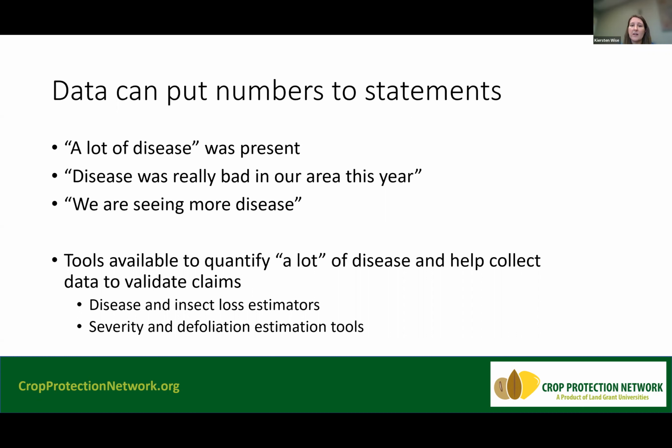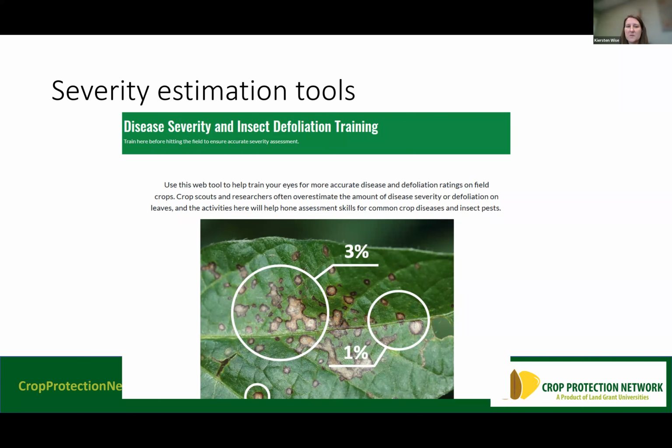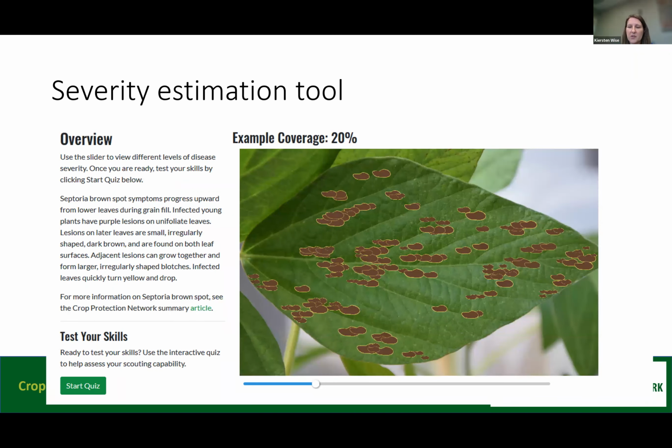So if you're wondering what a lot of disease looks like in a given field, we have some tools that can help with that as well. We call these our disease severity tools, and it's just a way to train your eye to be able to estimate how much disease is out there. My example here would be frog-eyed leaf spot. There's a tool and a little game you can play: you can slide the bar over and increase or decrease the amount of disease. So you can see, okay, this is what 20% disease looks like on a leaf.